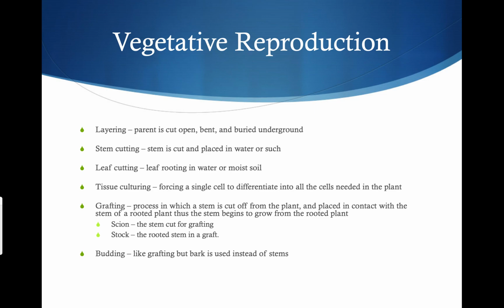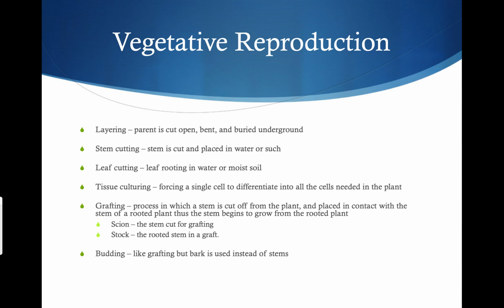Leaf cutting. Leaf rooting in water, soil, or moist medium. I just told you about leaf cutting. My sister, she would take a leaf of a succulent and put it in the soil. Tissue culturing, forcing a single cell to differentiate into all the cells needed in the plant. All right, so this is very scientific, going in and studying the plant in terms of its genetics, differentiating the cells.